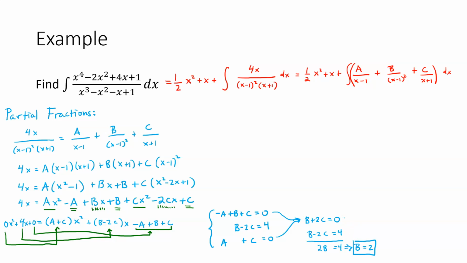Now let's go back and find c. Now that I know b equals 2, I can put that here. 2 plus 2c equals 0. So 2c equals negative 2, so c equals negative 1. I've got b and c, so I can go back to either of these other two equations to get a. Maybe it's easiest to go here. If I know that c is negative 1, then we've got a minus 1 equals 0. So a equals 1. Alright, so we've got a, b, and c. Let's put them all back into our integral up here and finish it off.